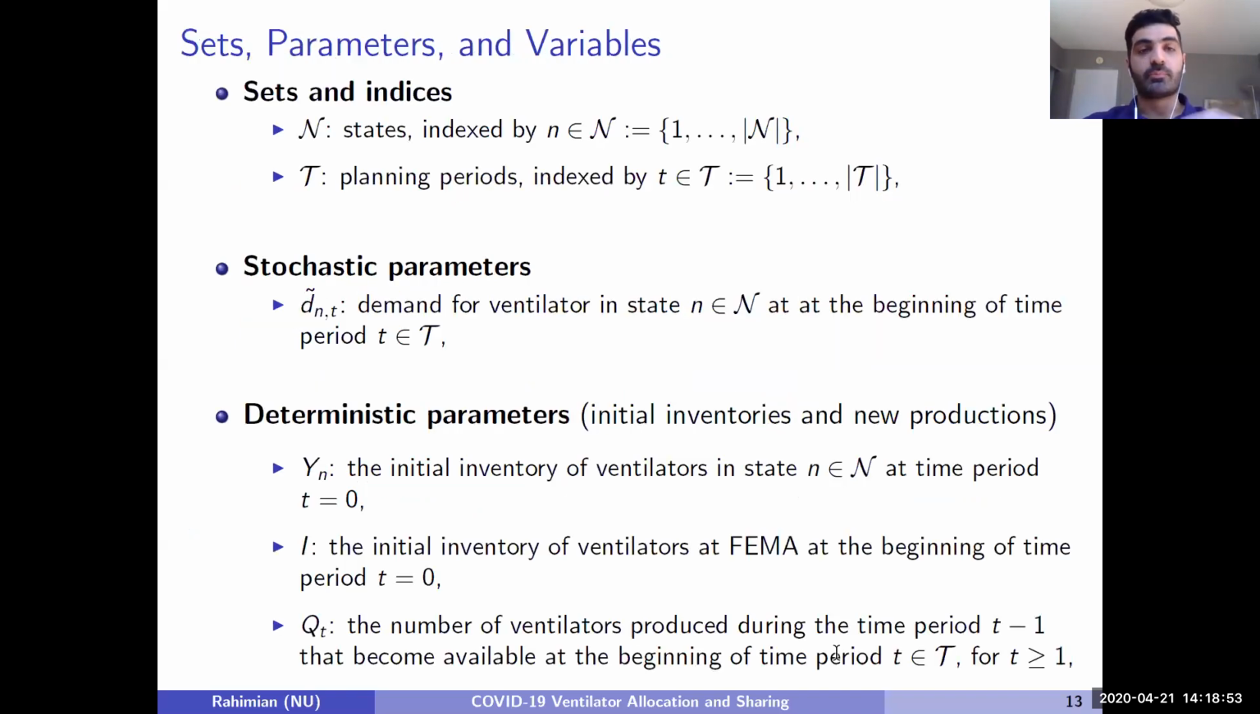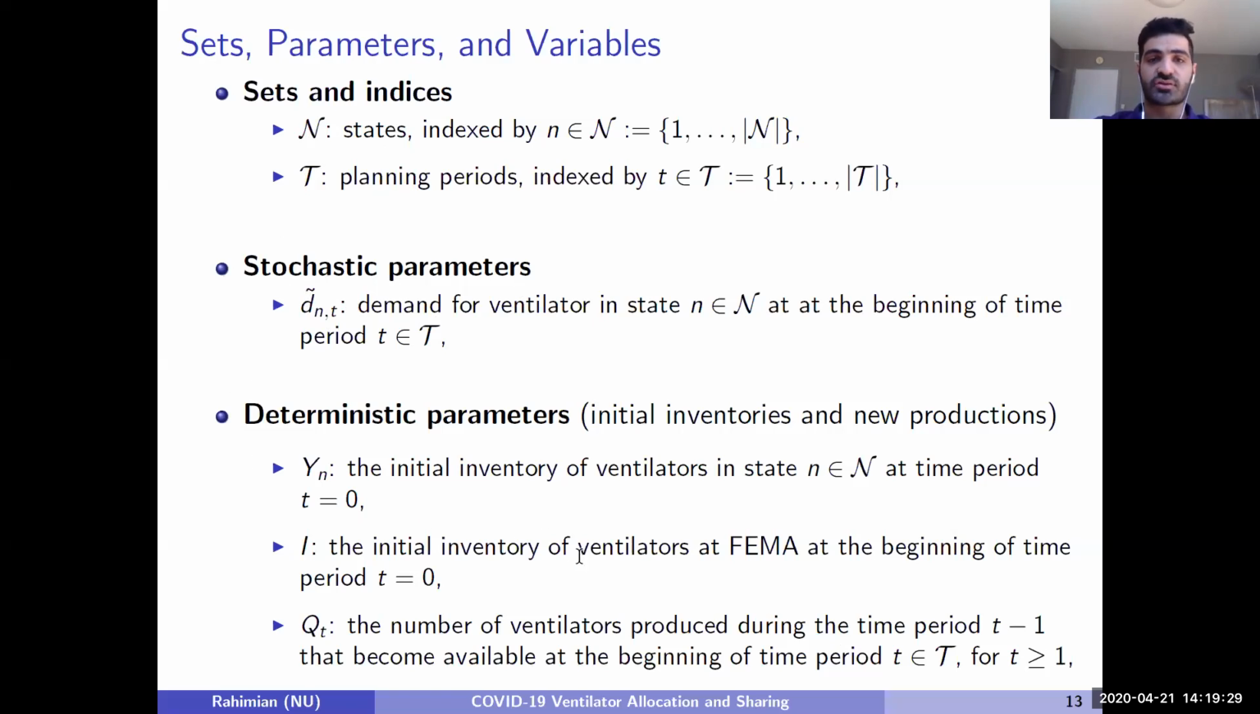Let me move forward. The model is fairly simple. I usually won't present the mathematical formulation in a talk, but because this is a problem of national interest and the model is simple, I'd like to present it. As I mentioned, there are states that are entities acting in the system. We show that with this set N. There are planning periods that we show with this capital T set. The demand for ventilators at a given time period at a given state is stochastic. It's captured with this D parameter.